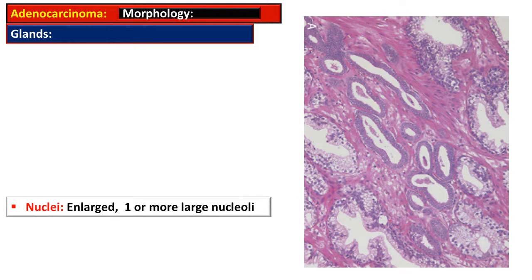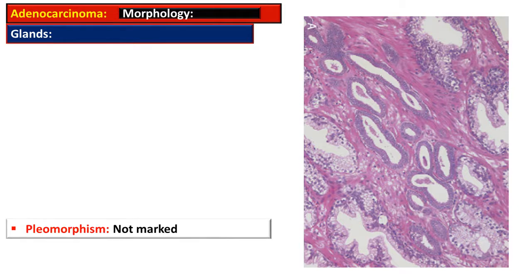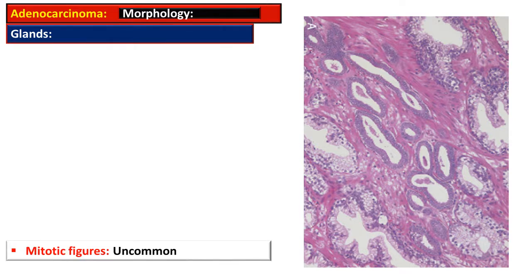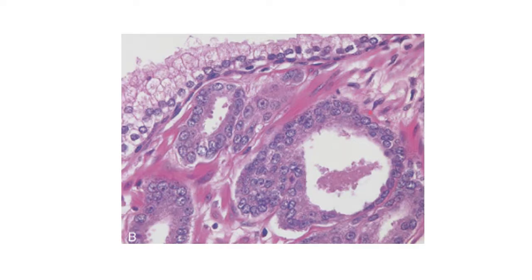The nuclei are enlarged and they contain one or more large nucleoli. The pleomorphism in these adenocarcinomas of the prostate is not marked, and mitotic figures are uncommon. This photomicrograph is showing the histopathology of the malignant glands. Here you can see that the cytoplasm of these malignant glands is amphophilic, and the nuclei are large and there are prominent nucleoli within these nuclei. The pleomorphism is not a prominent feature of this tumor. However, there is some variation in nuclear size and shape. The mitotic figures are also uncommon in this prostatic tumor.